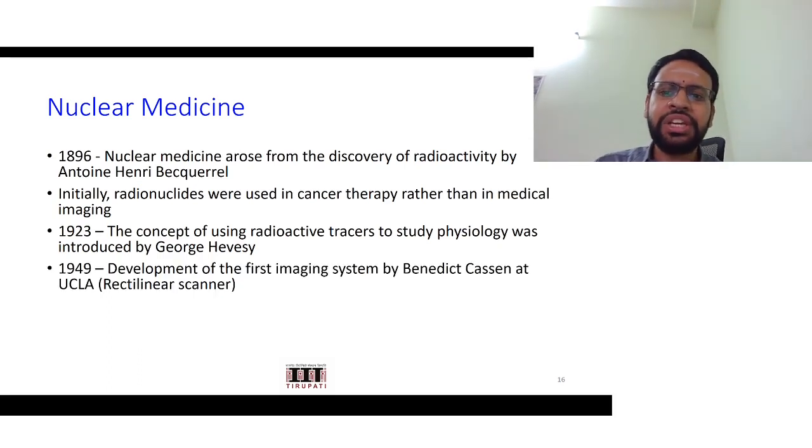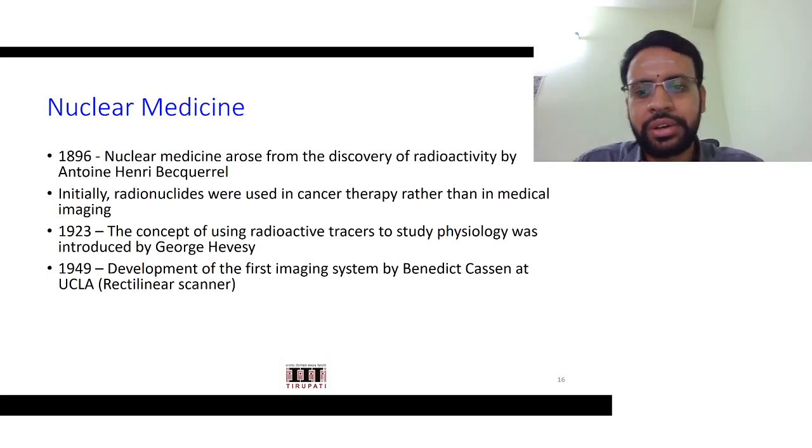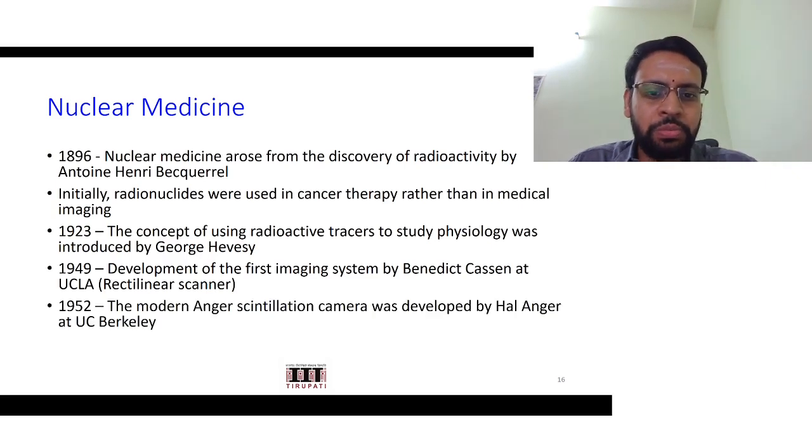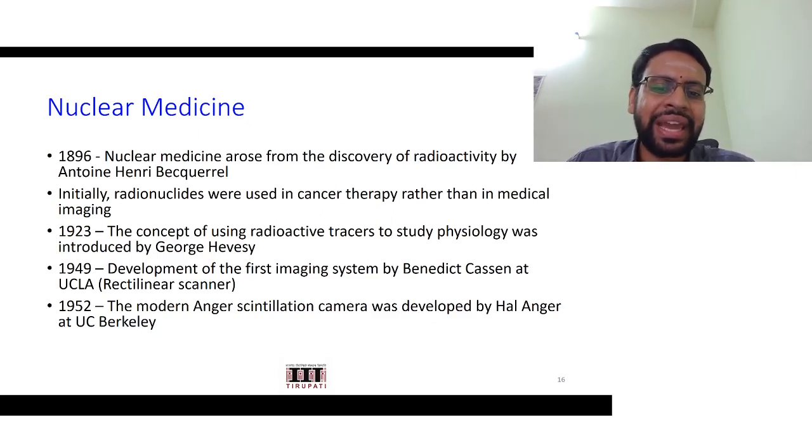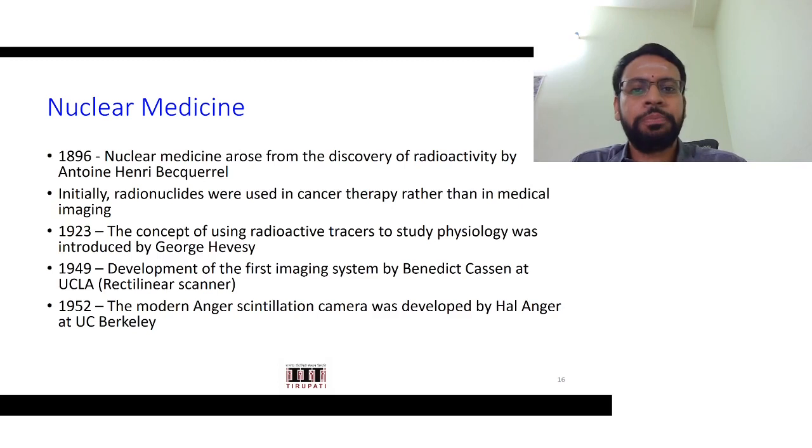In 1949, the first imaging system was developed by Benedict Cassen. This is also referred to as a gamma camera, or rectilinear scanner. The modern day camera was developed by Hal Anger at UC Berkeley. After his name, this camera is also referred to as the Anger scintillation camera. This was developed by 1952.